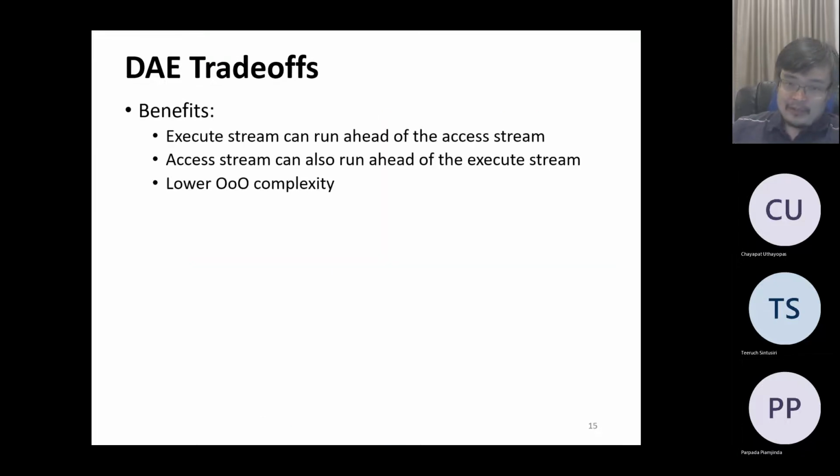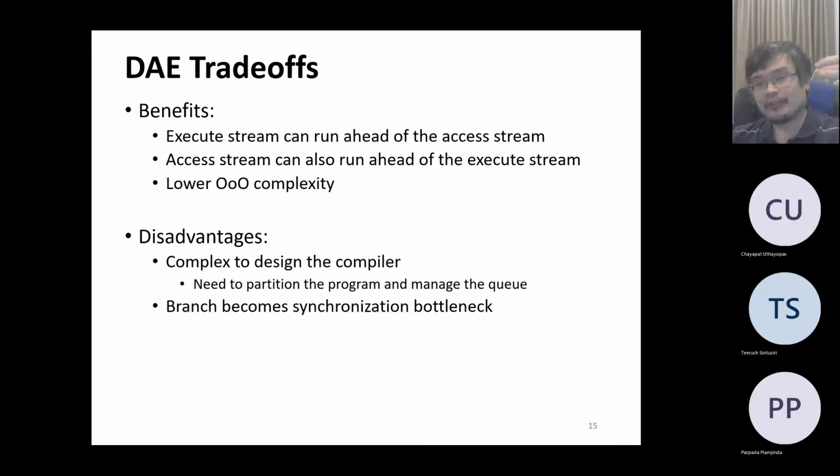So the benefit is obviously lower complexity, because the execute stream can run ahead of the access stream. The access stream can also run ahead of the execute stream, depending on who is faster at each point, right? But the problem is then you have to actually design a compiler. So this can be pretty complex, right? And then we haven't really mentioned branch, right? When you have a branch, that becomes another synchronization point. You have to figure out, okay, I'm not taking the branch, and what do I do with the instruction stream that I fetched, right? So that's the trade-off of this type of processor.